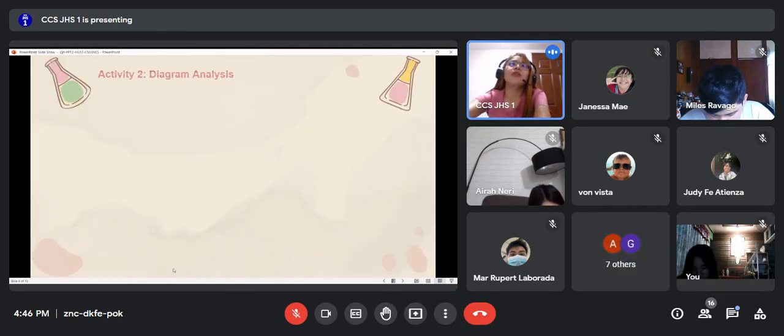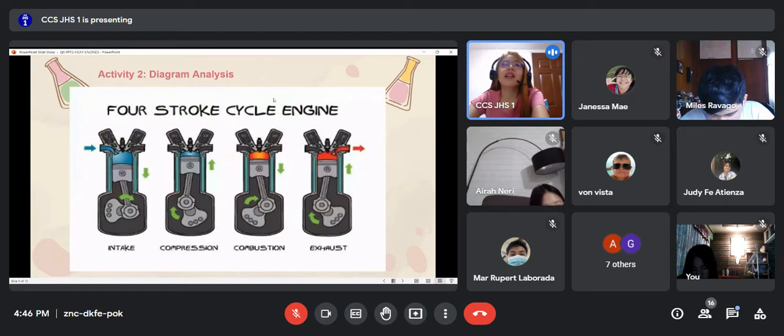Let's proceed to our second activity, the diagram analysis. So this is the 4-stroke cycle engine. So intake, compression, combustion, and exhaust. So to fully understand the 4-stroke, let's watch this video.